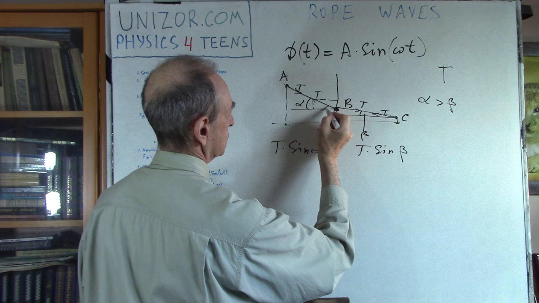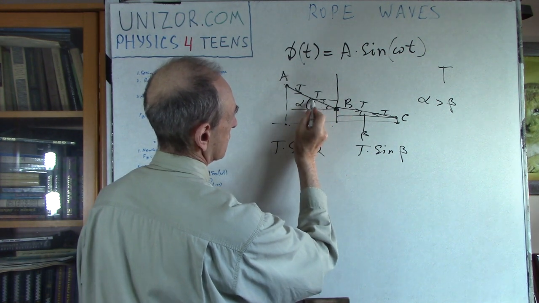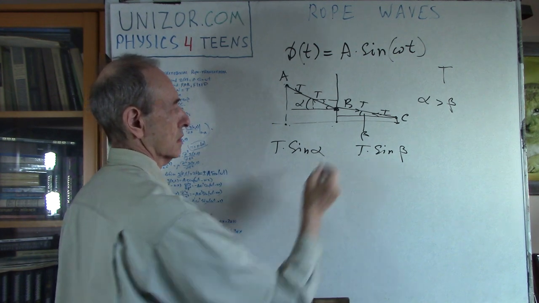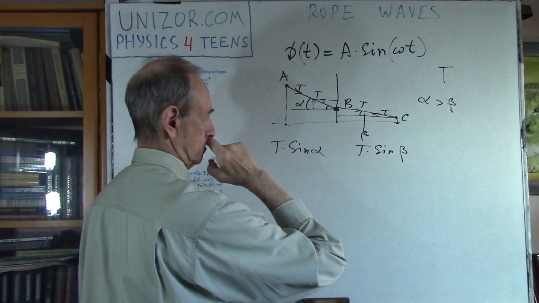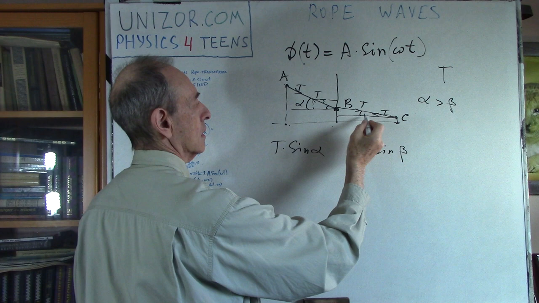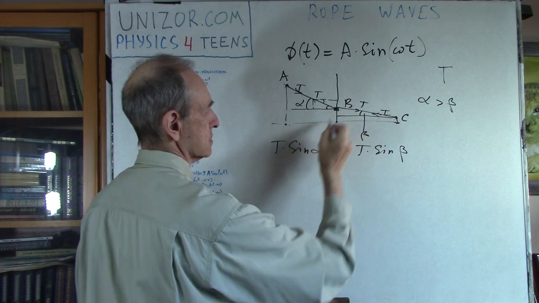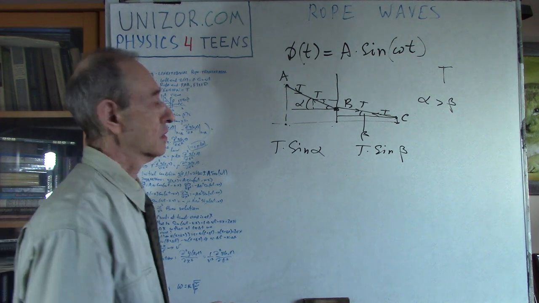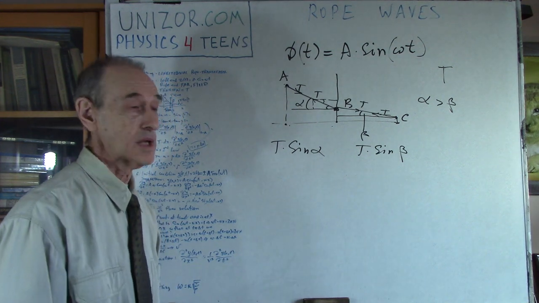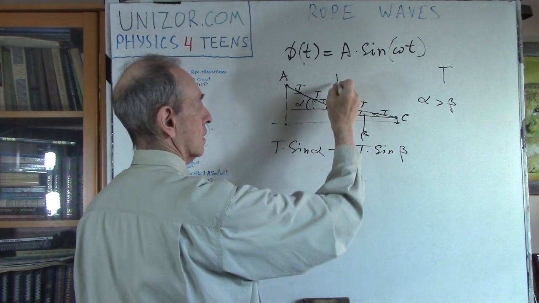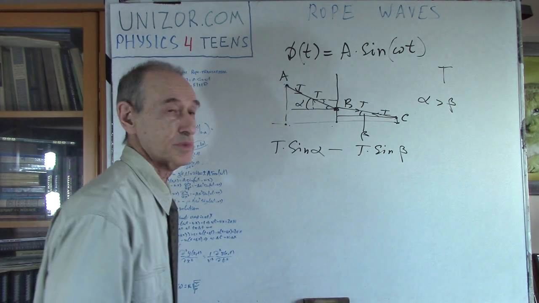So if this is alpha and this is alpha, this is T. So this is T times sine alpha. Same thing here. If this is T and this is beta, then this is T times sine beta. And the difference between these two gives vertical movement.